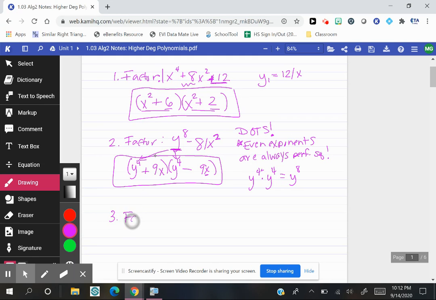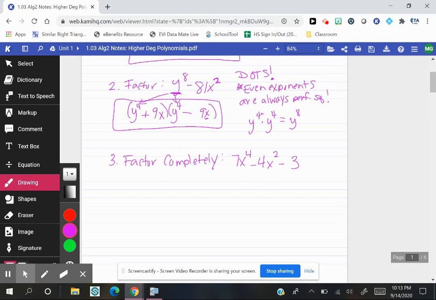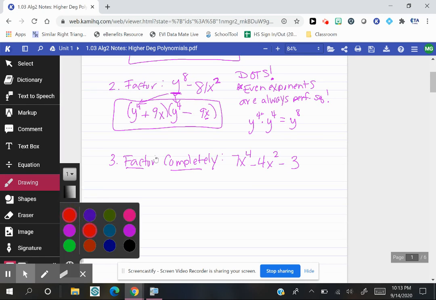All right, next one, the directions are to factor completely. And the polynomial is 7x to the 4th minus 4x squared minus 3. So first thing we always want to do is look for our GCF. Especially when it says factor completely, because that usually means there's more than one step. So look at my 7, my 4 and my 3. No GCF there. And 3 doesn't have an x, so I can't take any variable out from all 3 either. So let's see if we can factor this.